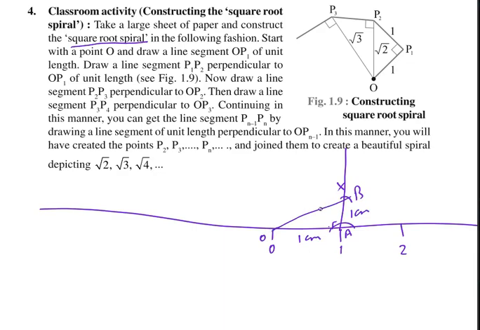We can find OB. OB square equals OA square plus AB square, that is 1 square plus 1 square. So OB square is 1 plus 1 becomes 2, and if we take the square root on both sides, the square and root get cancelled, so OB equals root 2. So OB is root 2.